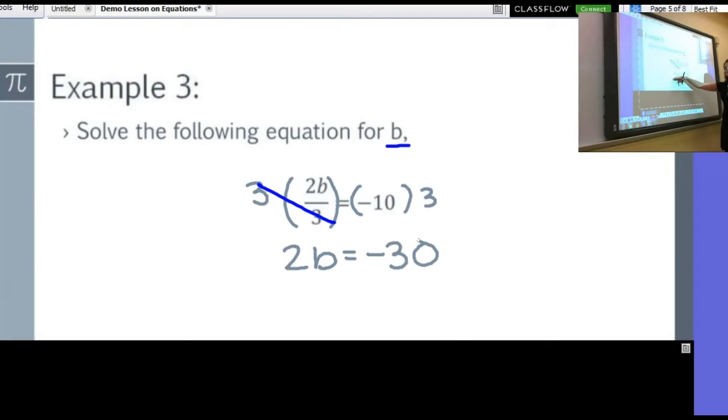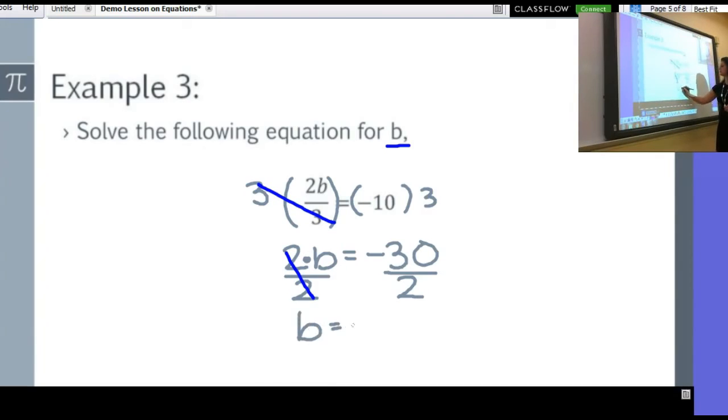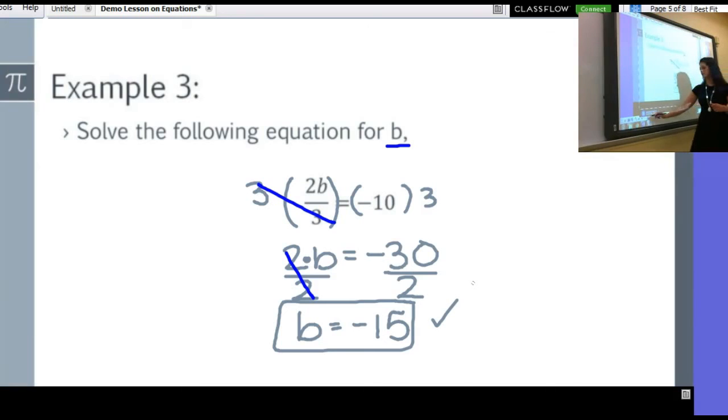Now I'm still trying to solve for b, so I've got to get rid of the 2 by dividing by 2. Since we're multiplying here, we're going to divide. So 2b divided by 2 leaves b, and -30 divided by 2 is -15. Once again, you can always go back and check by plugging -15 in for b in the original equation. So we'd have 2 times -15, which is -30. Divide that by 3, and you get -10.